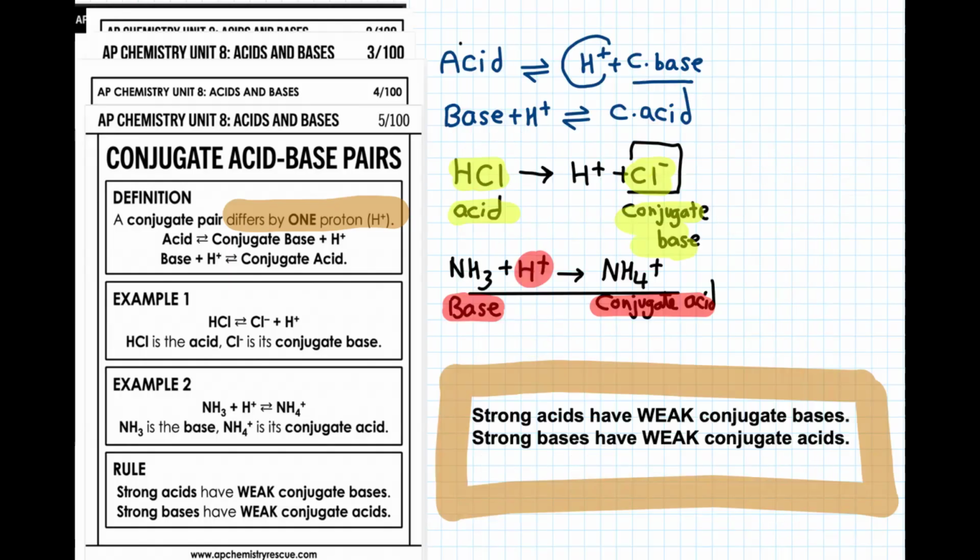The rule, this is exam gold. Please focus here. Strong acids have weak conjugate bases. Strong bases have weak conjugate acids. Why? If an acid is powerful at donating its proton, its conjugate base is terrible at accepting it back. They are inversely related. The stronger one half of the pair is, the weaker the other half becomes.